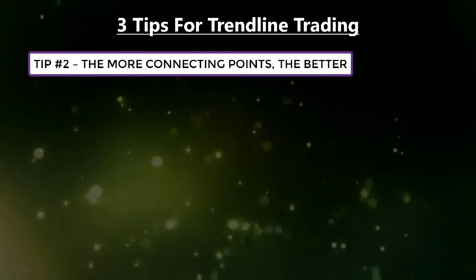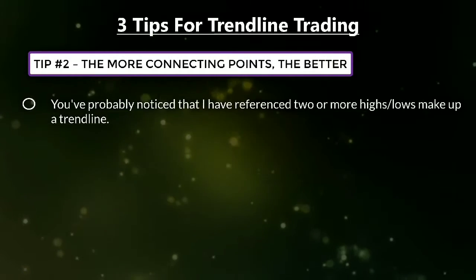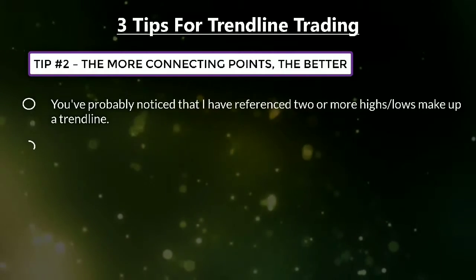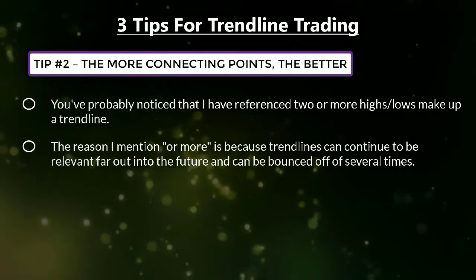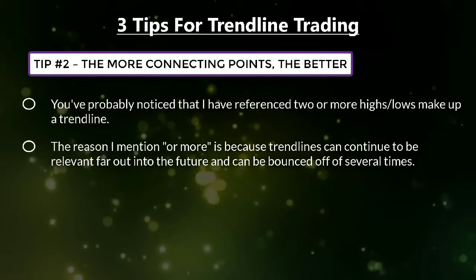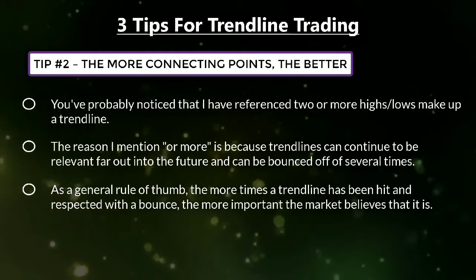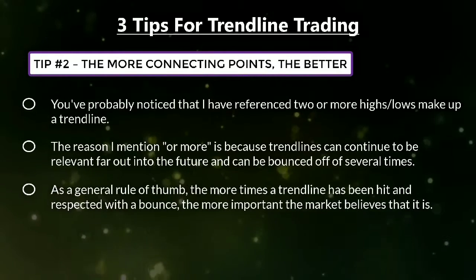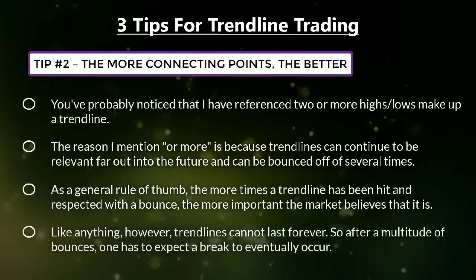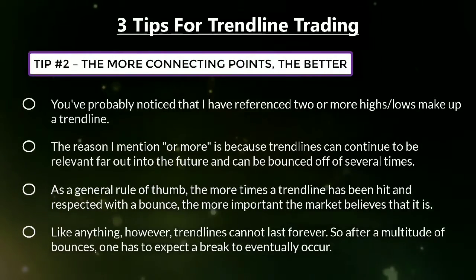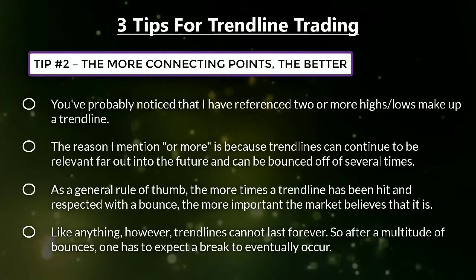The more connecting points, the better. You have probably noticed that I have referenced 2 or more highs or lows making up a trend line. The reason I mention "or more" is because trend lines can continue to be relevant far out into the future and can be bounced off of several times. As a general rule of thumb, the more times a trend line has been hit and respected with a bounce, the more important the market believes that it is. Like anything, however, trend lines cannot last forever, so after a multitude of bounces, one has to expect a break to eventually occur.